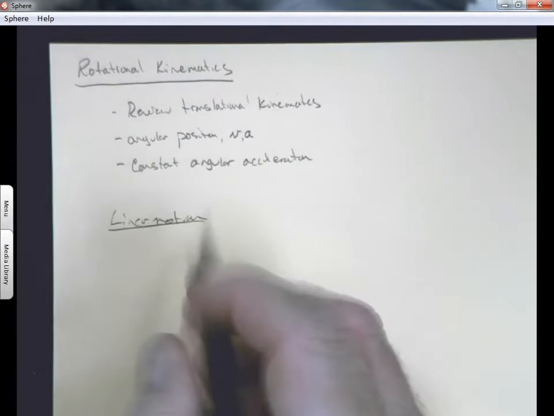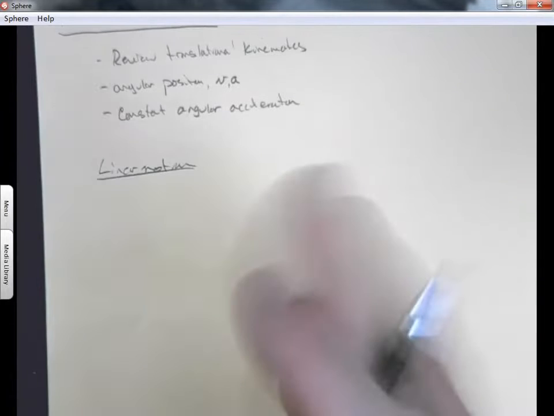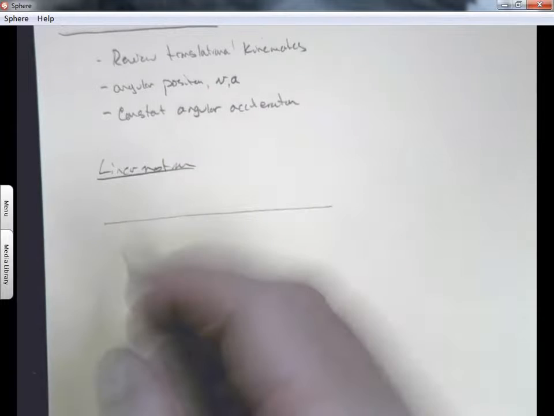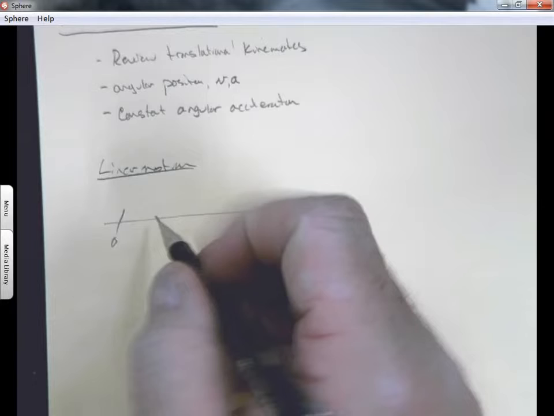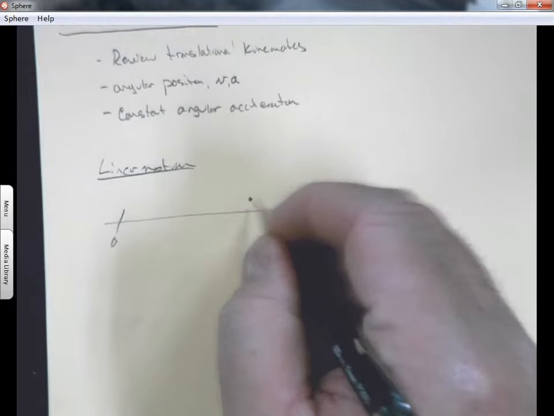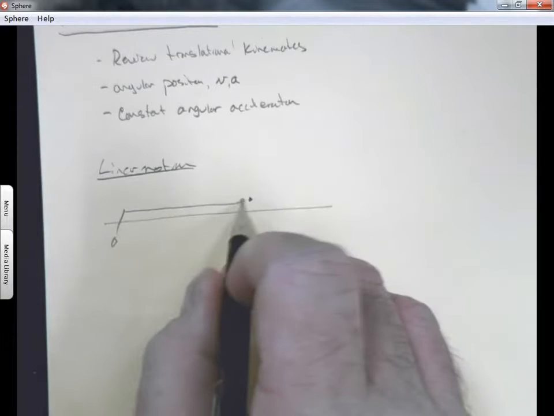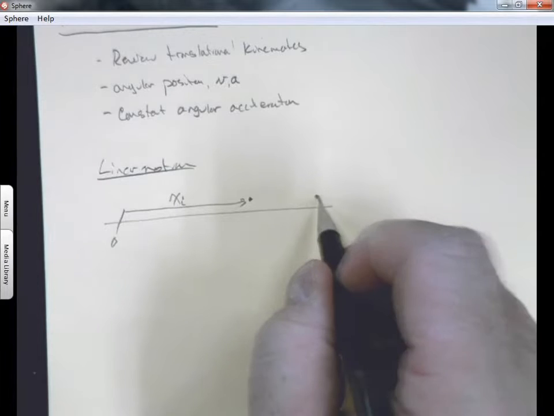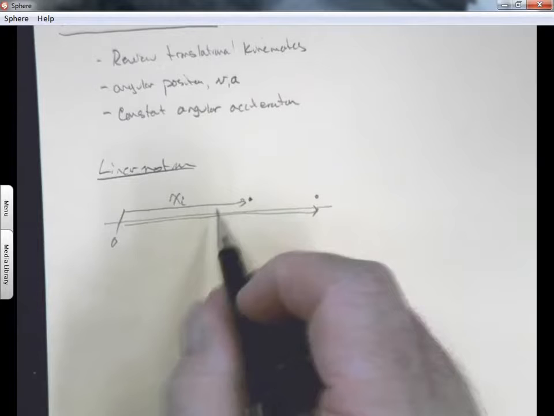Linear motion. For our purposes here, we're going to restrict it to just the x-axis because that's where our other ones were, but then we were able to extrapolate out into vectors. So we have a line, and here is 0, and we have a point here. This is its position. We're going to call this x initial.